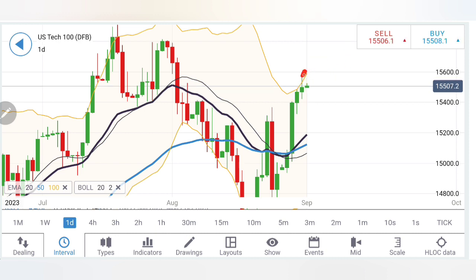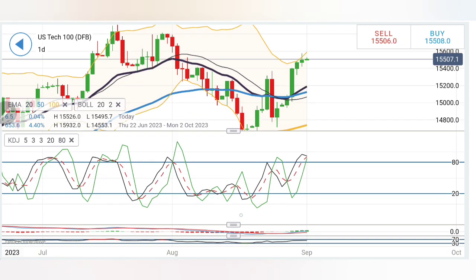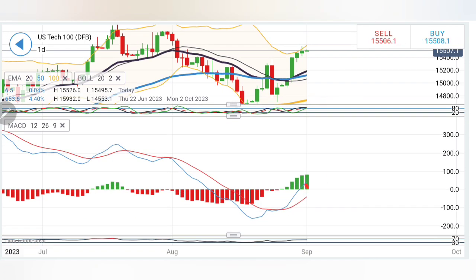This is what we can expect here. The resistance at 15,600, 650 is very, very strong. 600, you can see very strong resistance. Hence 600 is something you should be watchful of on the upside. Stochastic is overbought here. MACD, now see, MACD is still divergent.